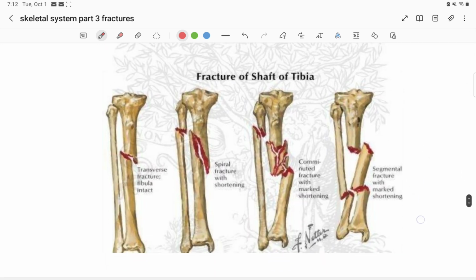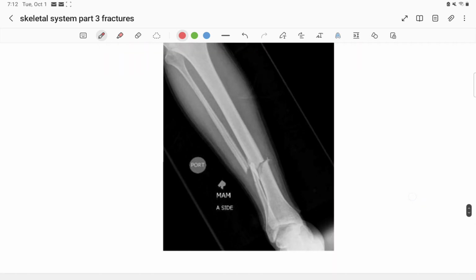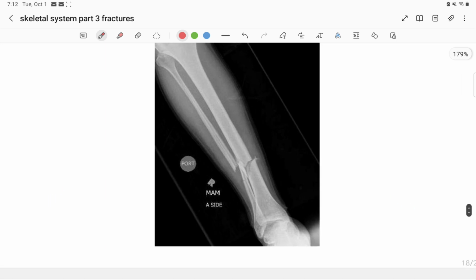Okay, in this picture, this is the lower leg. So this is the tibia. This is the fibula. This would be the ankle area. And you can see that both the tibia and the fibula broke.